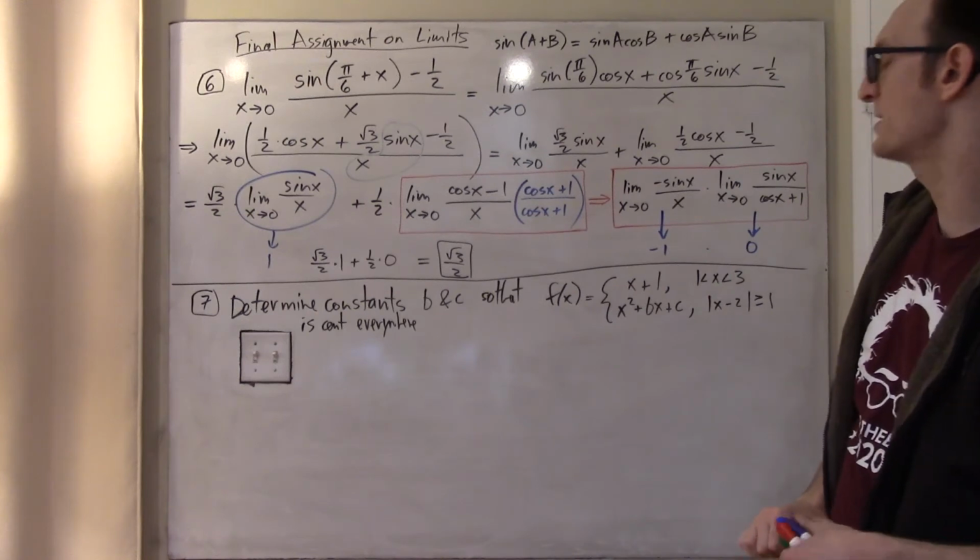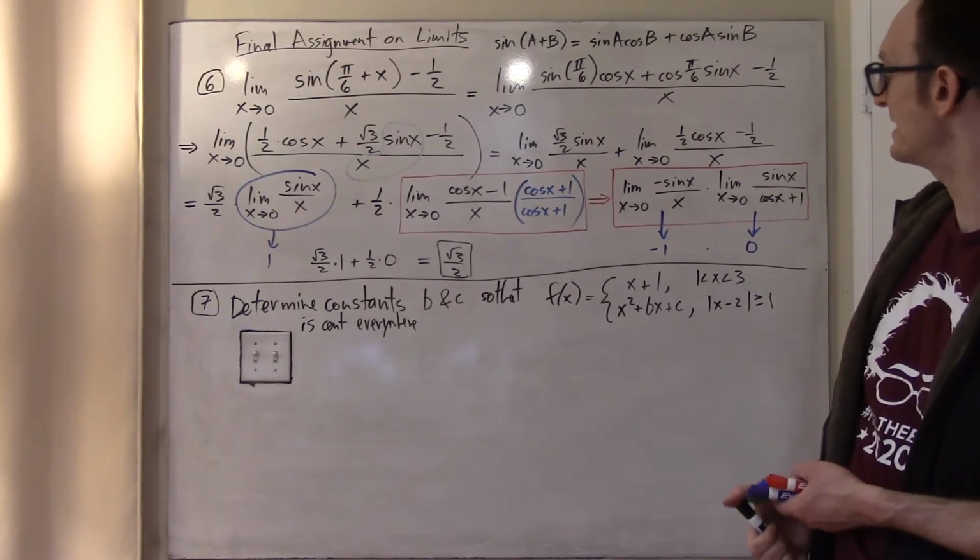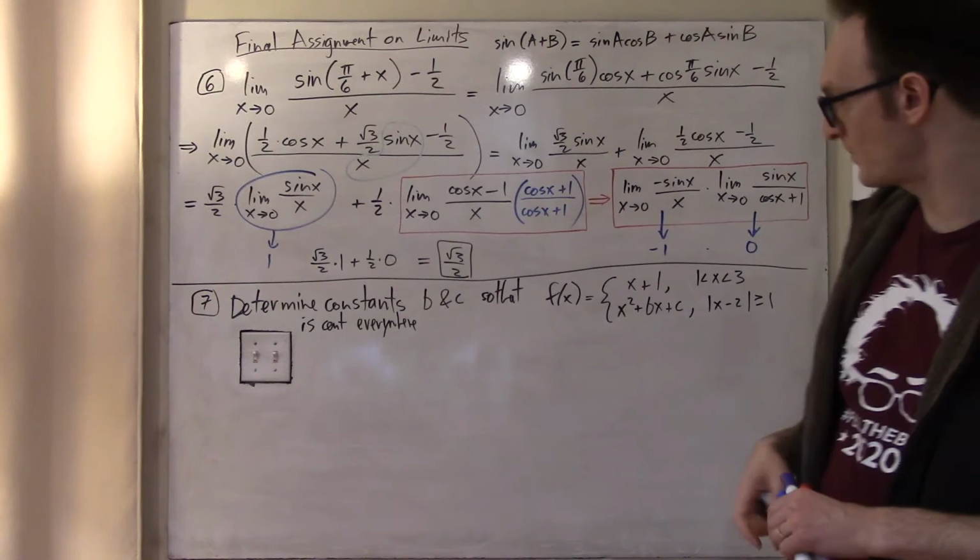Okay, moving on. Number 7, determine constants b and c so that this function is continuous everywhere.